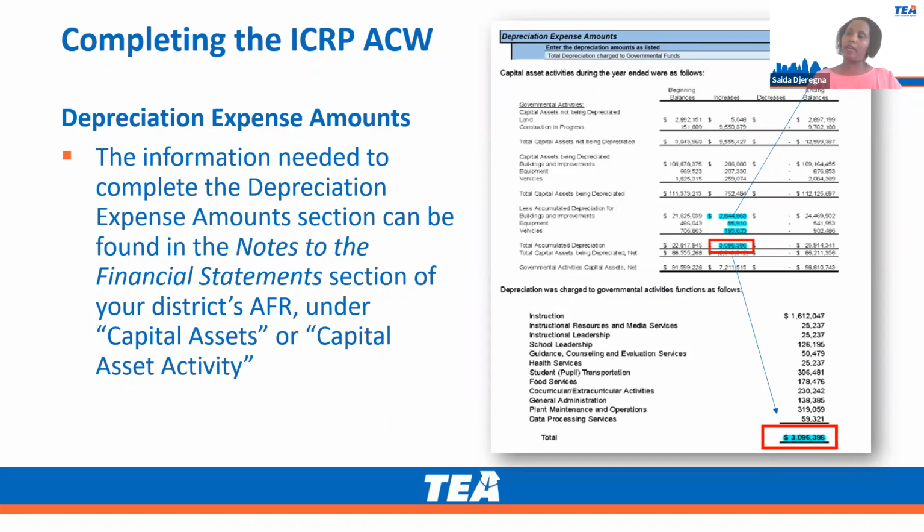Here we have an example of the capital asset activity from a sample district and how the costs are broken down and reported. Determine the increase for buildings and improvements and capital lease if applicable and itemize. Then you determine the increase for furniture, equipment, and vehicles. Ensure that the total increase is equal to the amount of depreciation charged to governmental activities. You review the expense charged to governmental activities and note any charge to federal funds. Remove any federal funds, and then you report the rest in this section.